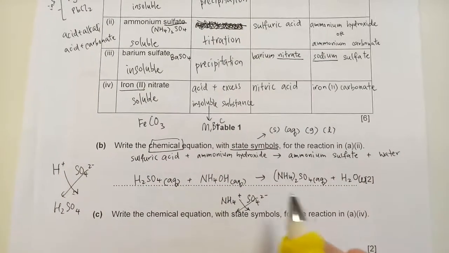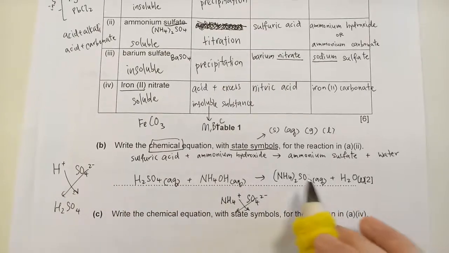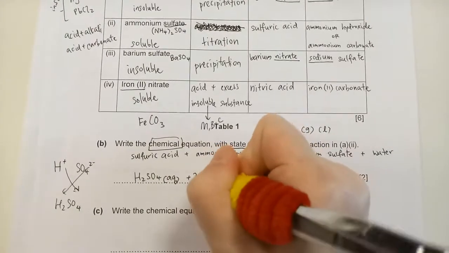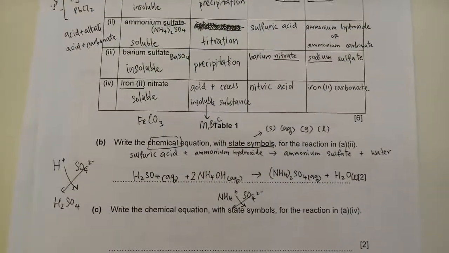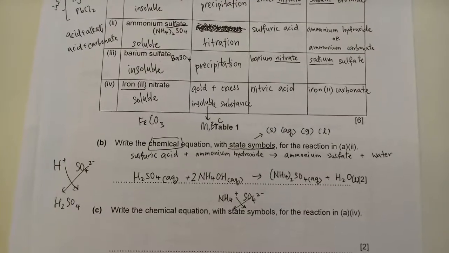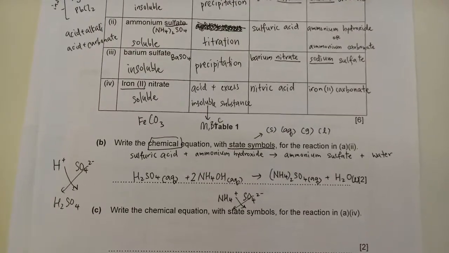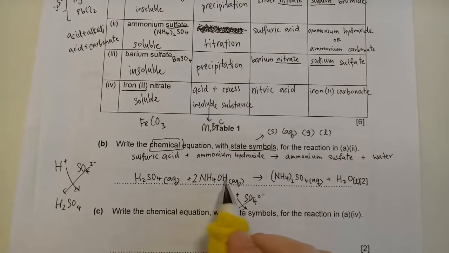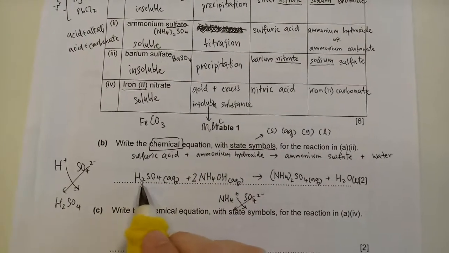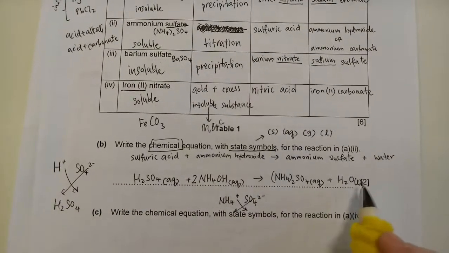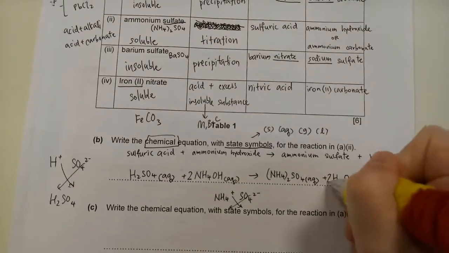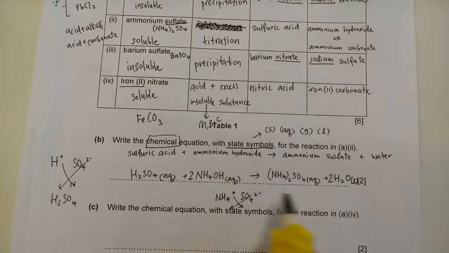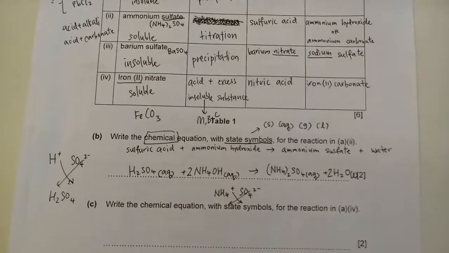Okay, I need to make sure I balance my chemical equation. I have 2 of these ammonium ions, so I need to put a 2 here. Okay, then I realize I have 2 oxygen and 1, 2, 3, 4 hydrogen. So I also need to put a 2 in front here. So this is the completed chemical equation.